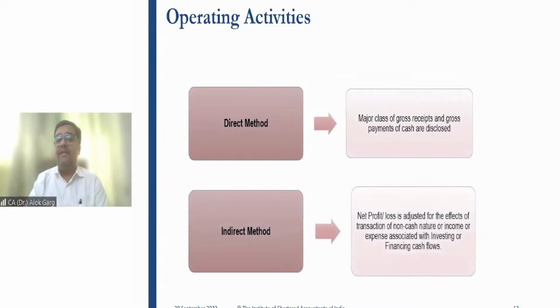So there is a direct method and there is an indirect method. Direct method is a direct cash method. Indirect method means accrual to cash. In direct method, no adjustment is required. Major classes of gross receipts and gross payments of cash are disclosed. In indirect method, you start from profit before tax. Then you add non-cash items, adjust investing and financing items, and adjust working capital movement. Then you arrive at net cash from operations. And then you deduct the taxes and you get the cash flow from operating activity. This part we have already discussed.